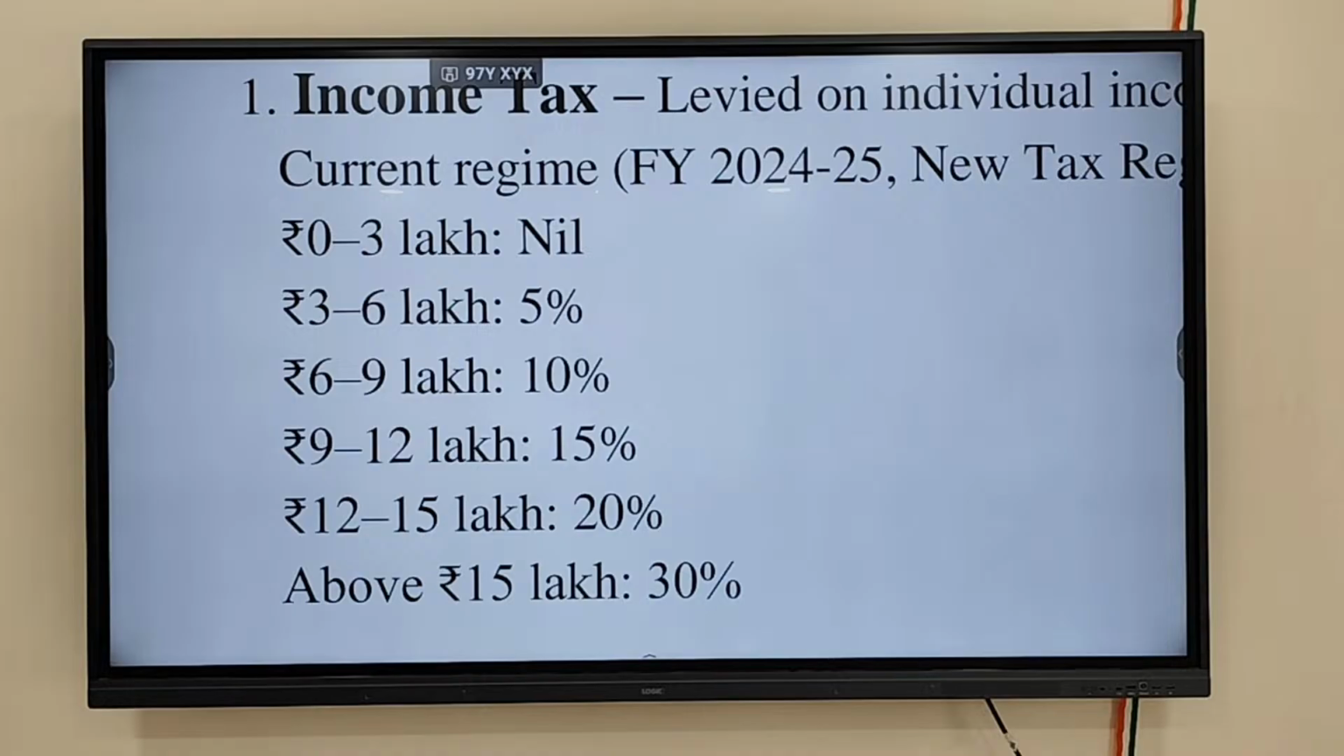If it is stock or mutual fund or zero coupon bond, then it is 15%. Next comes the long term capital gain. If the assets are sold after 36 months, then the tax will be 20%. And for the zero coupon bond, mutual fund, and for the share, it is 10% above 1 lakh of capital gains.